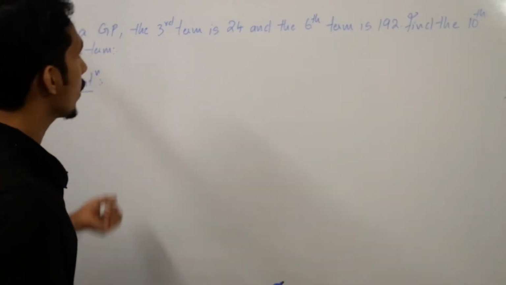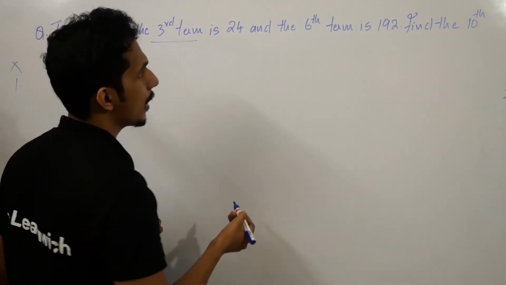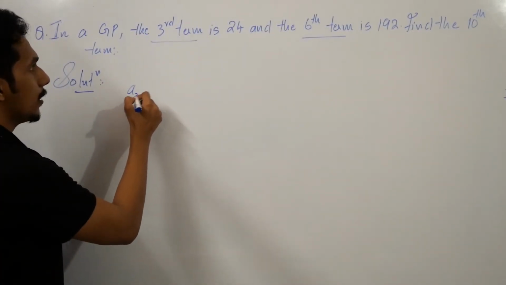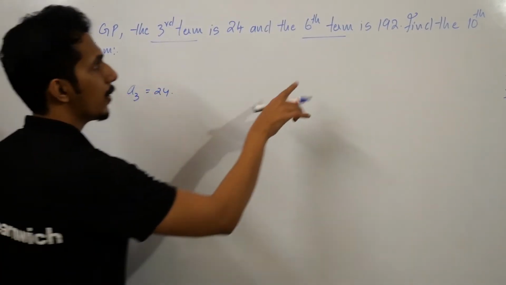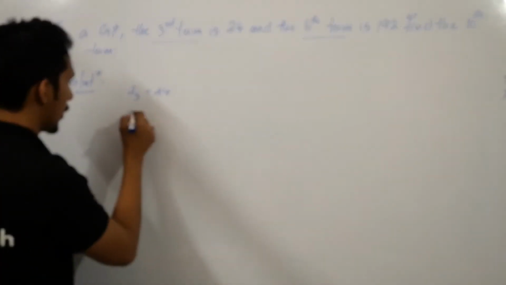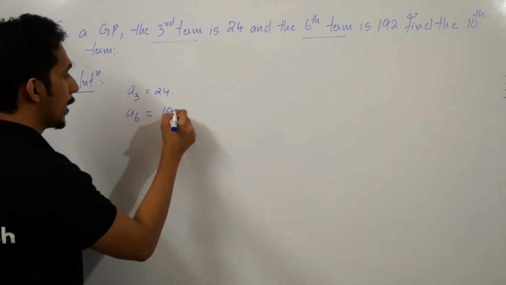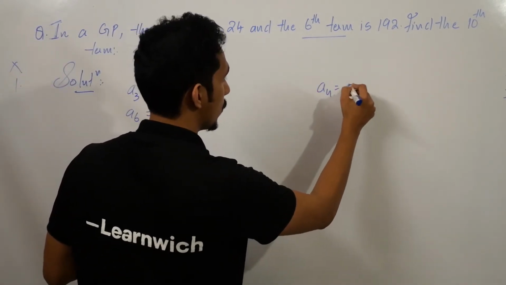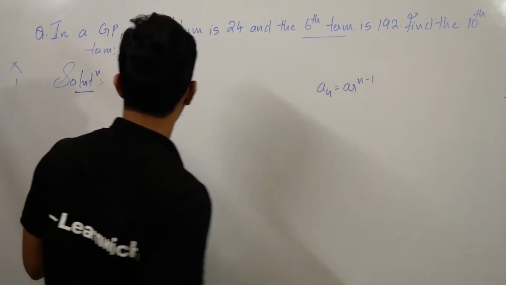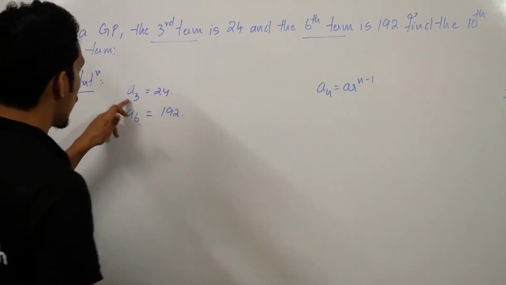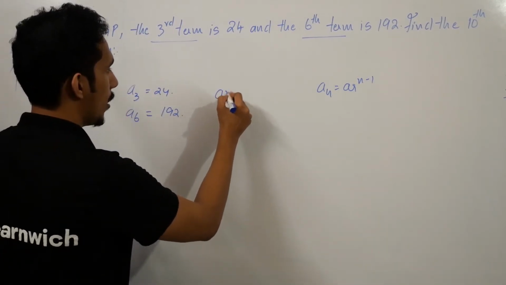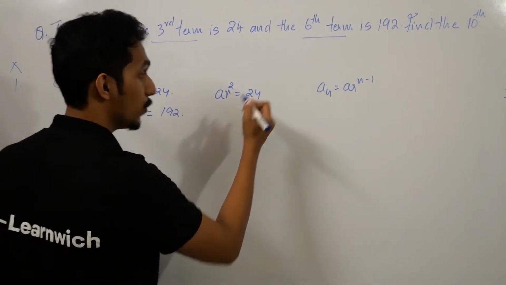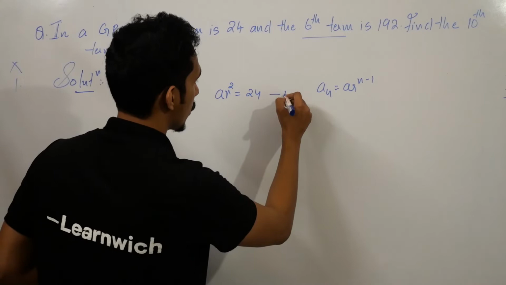Let's say, here they are referring to the 3rd term and the 6th term. They have given you A3 is 24 and they're also telling A6 is 192. We just have only one formula, that is An is equal to A into R raised to n minus 1. So A3 is A R raised to 3 minus 1, A R square is equal to 24. Let this be equation number 1.